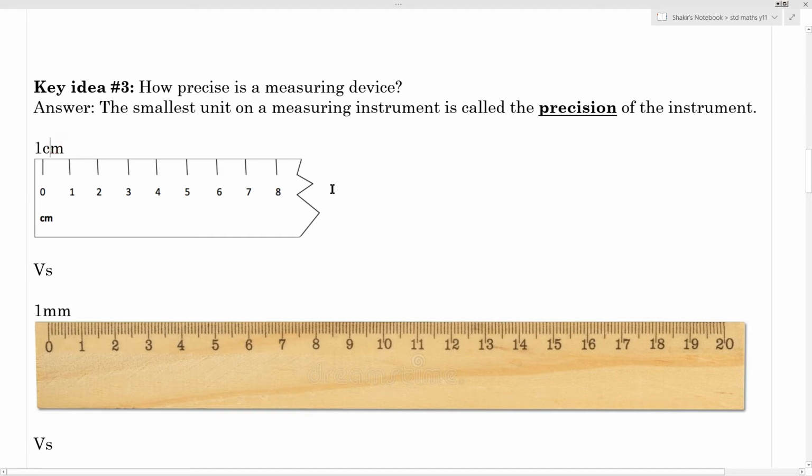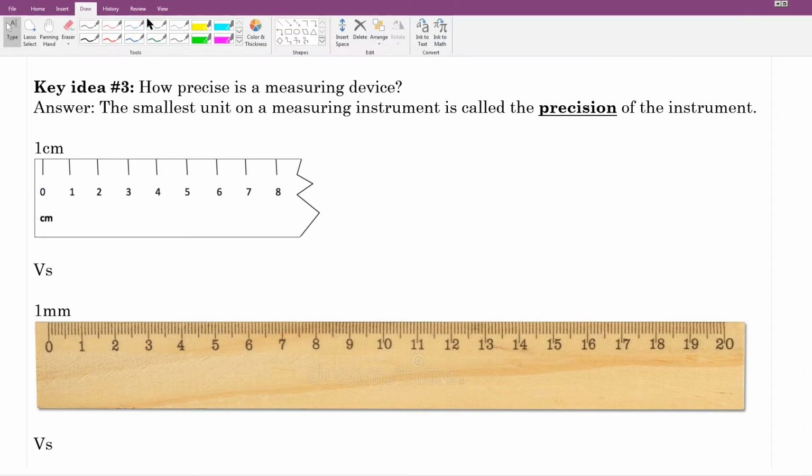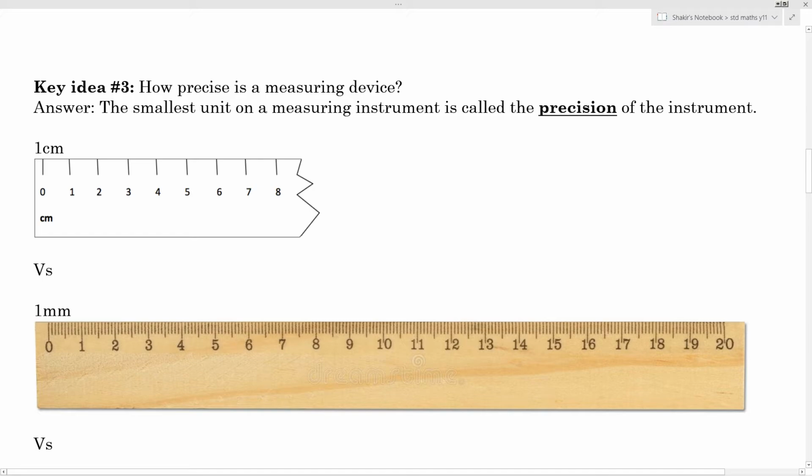So this is a ruler. The precision of this ruler is 1 centimeter, because what's the smallest measuring unit? What is the smallest unit? The smallest unit on this ruler is 1 centimeter. Okay, 1 centimeter is the smallest unit here.